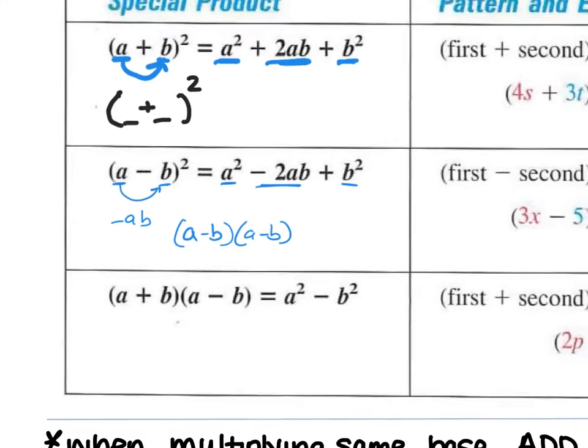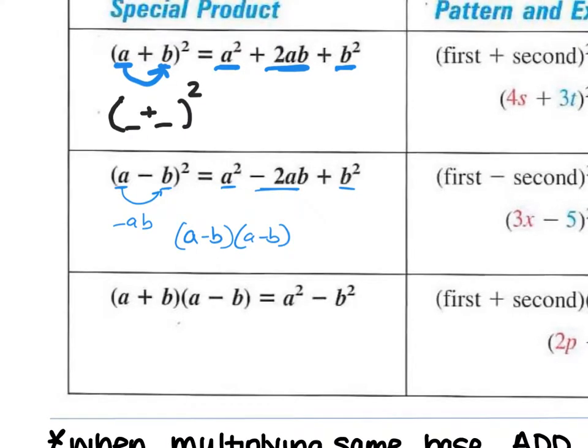Okay, a final situation is, what if they're not the same? Notice that this and this are not the same. So a plus b times a minus b. Here's a situation of that. Let's do x plus 4 times x minus 4.